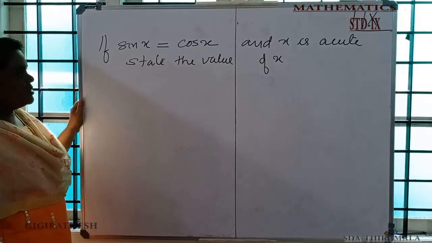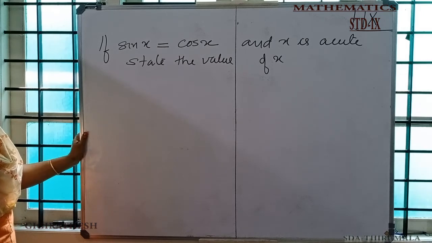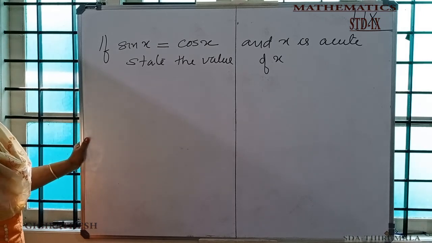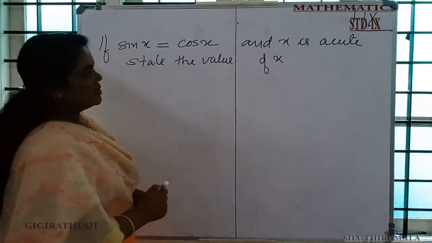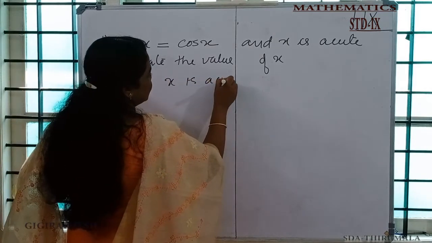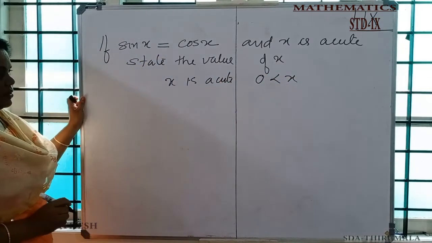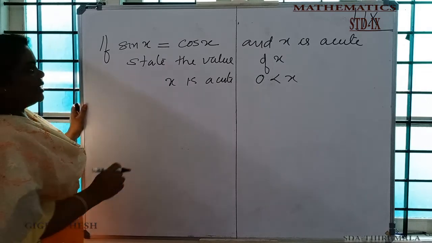Here, if sin x is equal to cos x and x is acute, state the value of x. Here x is acute, that is, we know that 0 is less than x. An acute angle means 0 less than x.